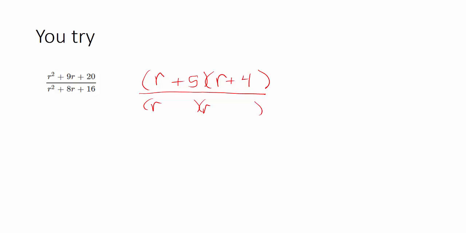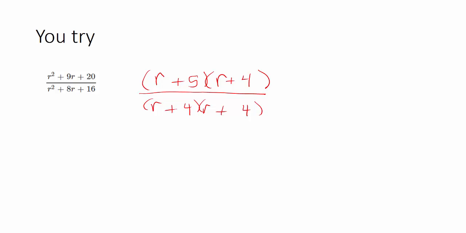All right, let's begin by factoring the numerator. r squared plus 9r plus 20. So we're going to factor that into our two binomials. Two numbers who multiply to be 20, but add to be 9. So we're going to go with r plus 4, r plus 5, and r squared plus 8r plus 16. That's a perfect square trinomial. So 16 is 4 times 4, and they should all be positive.